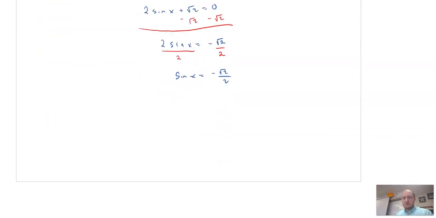Okay, so essentially what they're saying is, where is sine of x equal to negative root 2 over 2? Now, here's where you're going to use the unit circle. And if you're really good, if you have this memorized, you can know what these angles are right off the bat. And that would be 5 pi fourths, comma, 7 pi fourths.